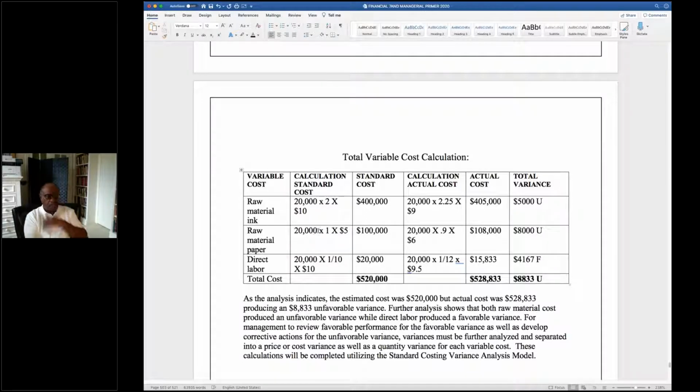With the paper, 20,000 were made. You're supposed to only use 1 ream of paper at most, and the cost is supposed to be $5. Well, you only used 9/10 of a ream, so that was good. But the paper cost you $6. So now our actual cost is 108,000. So we are 8,000 above our cost on the paper. So now hopefully you're getting the picture. If your variances keep going bad, you're not going to hit your goal. And you're supposed to hit that goal.